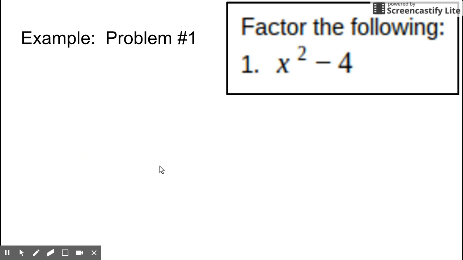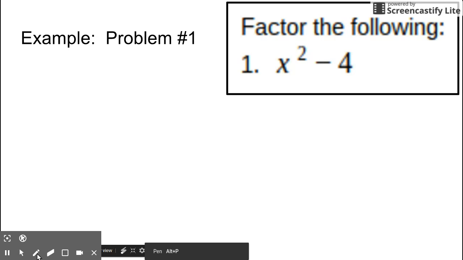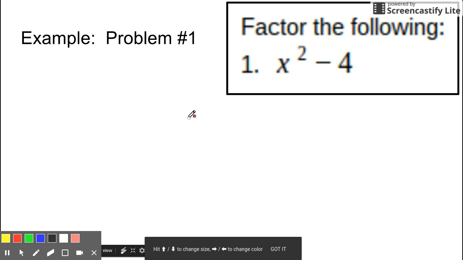Number 1, factor the following. Okay, so the first thing you're going to do is check. Is there a minus sign? Yes. Is this first piece squared? Yes, it is. Is this second piece squared? Well, 4 is a perfect square because 2 times 2 is 4. So this works. So think about square rooting this.